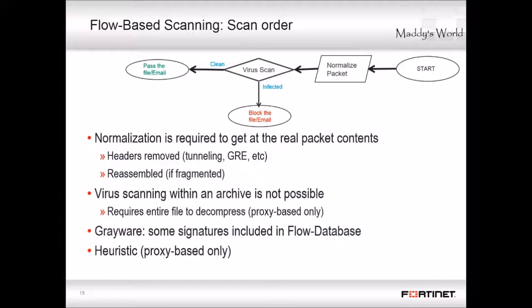It's not possible for flow-based scanning to look for viruses in an archive. To decompress those, you need the whole file, and that's how the technology works. Flow-based scanning doesn't hold up traffic. Grayware is not a separate scan that can be turned on or off like proxy-based. The flow database does include some of the Grayware detections, but it's not a separately configurable scan like it is with proxy-based detection. Heuristic scanning is not an option because in order to look at the behavior of a file, you need the entire file.